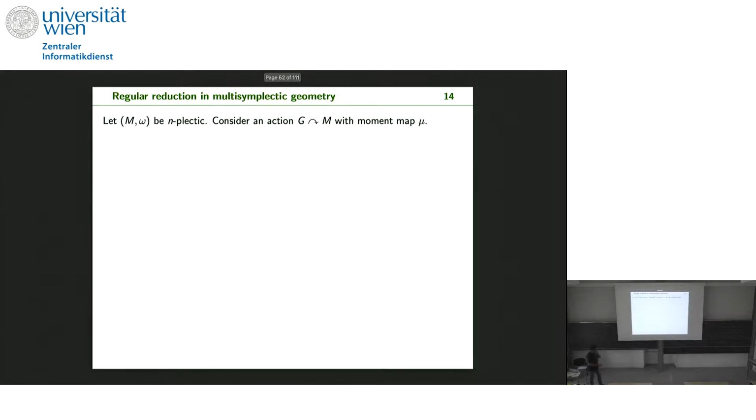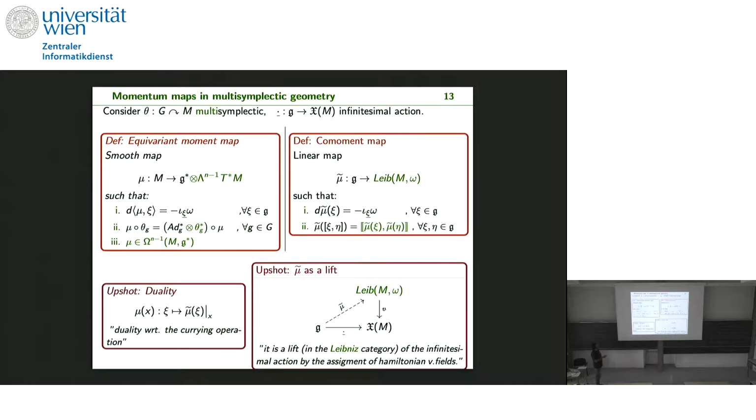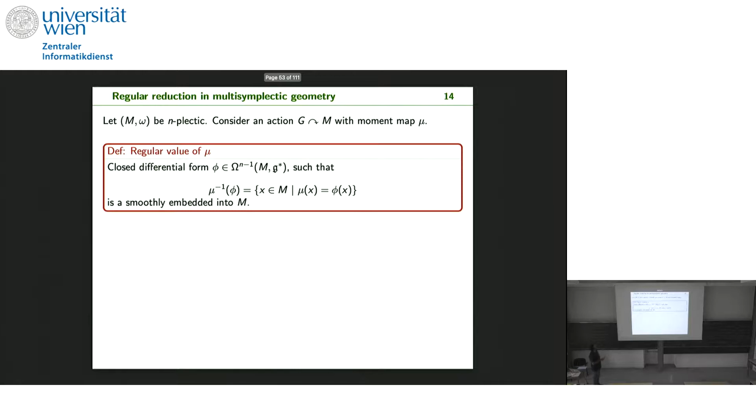Okay, so what I want to say now is that there is an analog of the Marsden-Weinstein reduction theorem. So the setting is the following: let (M, omega) be a symplectic manifold. Consider now an action with a moment map mu. In the symplectic case, it was easy to define the pre-image of the moment map. You have to be a little bit more careful here.